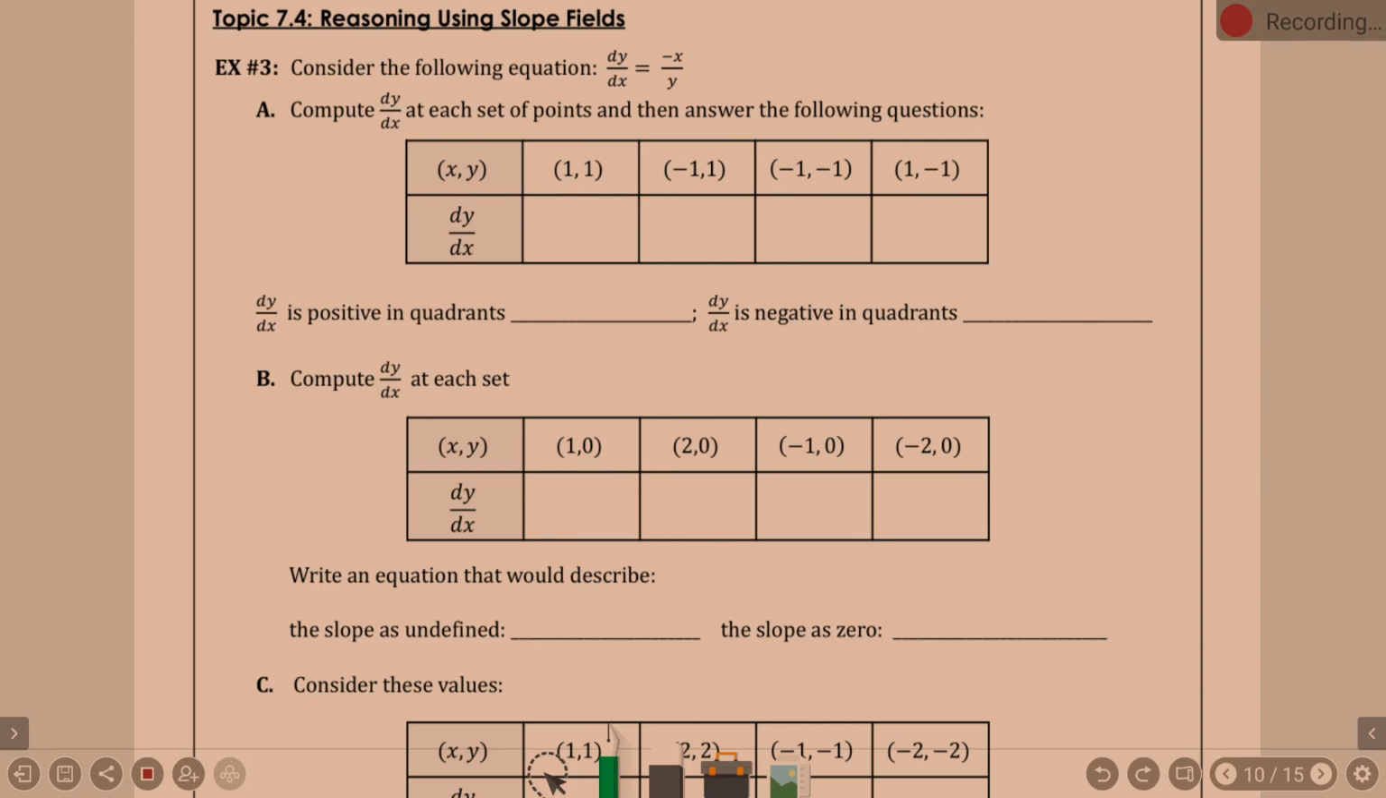With example 3, it says, consider the following equation, dy/dx equals negative x over y. And I think if I recall, we're using the app. This whole page goes together. Now, compute dy/dx at each set of points and then answer the following questions. So, here's dy/dx, right? What about at the ordered pair (1, 1)? What's dy/dx going to be? Negative 1, because it's going to be the negative of 1 over 1. What about at (-1, -1)?